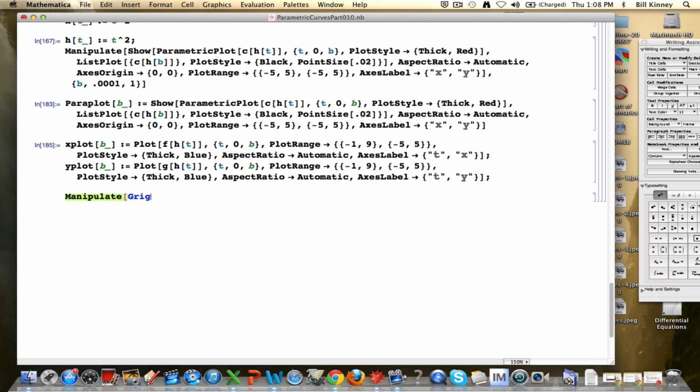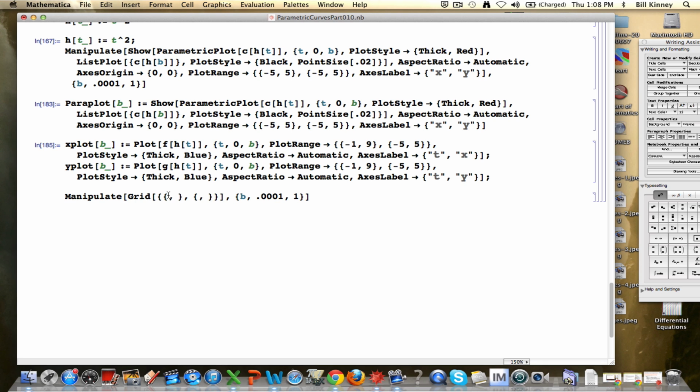I also showed you that you can now use Manipulate along with Grid. I showed you Grid in the last one. Here's again the syntax that I'm going to use. B is still going to go from 0.0001, just something barely bigger than 0, up to 1.